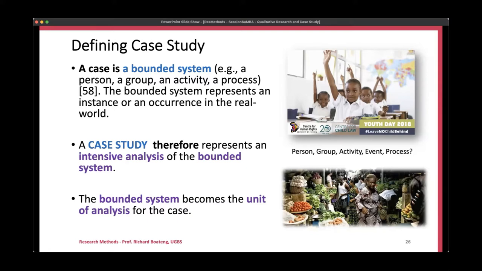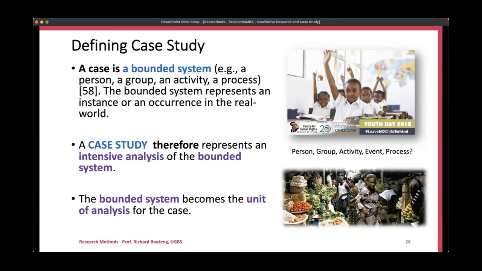So case study itself comes from two words, a case and study. Now a case is a bounded system, which could be a group, an activity, or a process. When we conduct a study on that bounded system, then we say we have done a case study. Now that bounded system represents a real world instance or occurrence which we want to study.